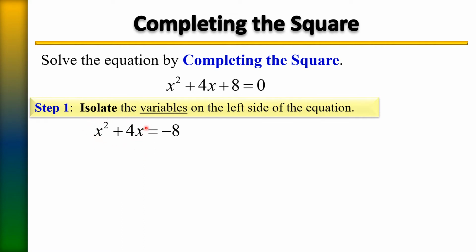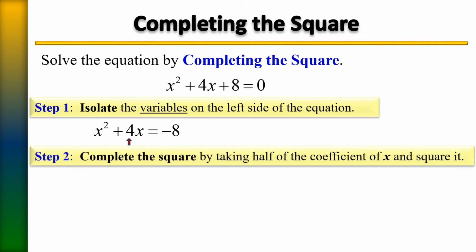So to find that last term, recall that you're going to take half of the middle term. So half of 4 is 2. And then square that. 2 squared equals 4. So that means 4 is the number that we need to add to both sides.